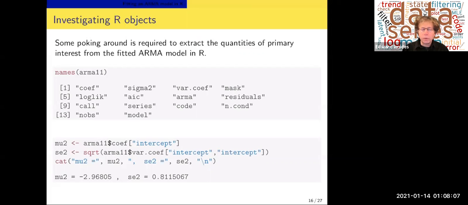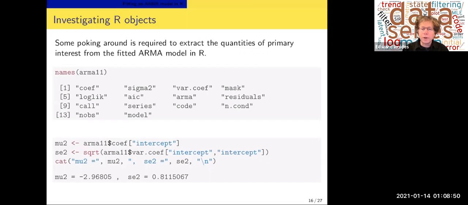Well, arma11 is the fitted model object. It turns out it's an R list. And so to see the components of that list, you type names(arma11), and then here you see the components, and quite quickly some things come to mind. Well, I bet coef is the fitted coefficient. I bet loglik is the log likelihood. I bet aic is Akaike's information criterion. I bet var.coef is either a variance matrix or a vector of variances for the coefficients.